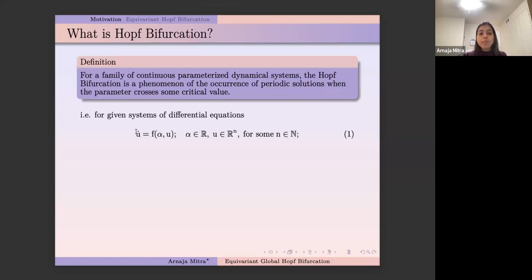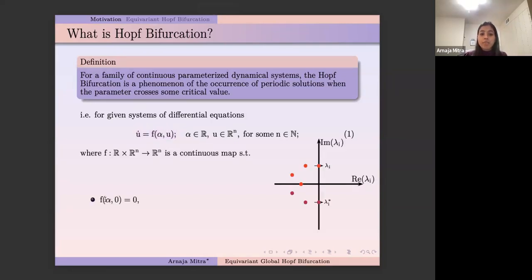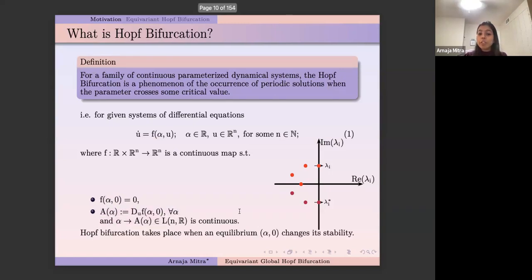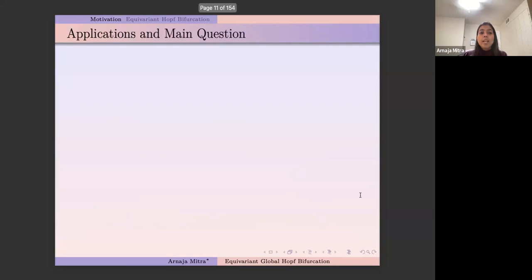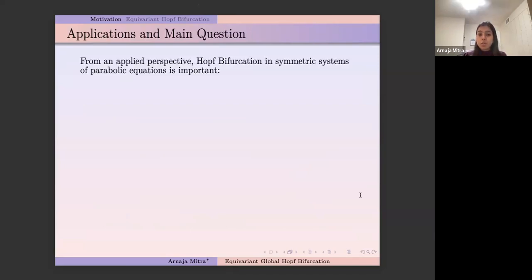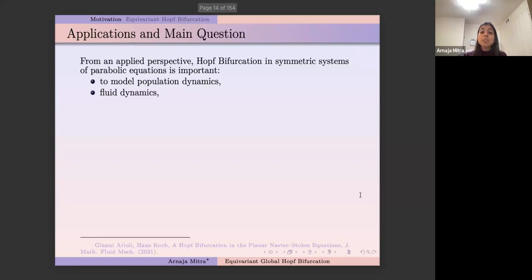As an example, say you have a simple dynamical system with parameter alpha such that your alpha 0 is your equilibrium point and your linearization is a continuous map, then the Hopf bifurcation will occur when your equilibrium alpha 0 will change the stability. That means when your parameter alpha changes, your eigenvalue will pass from left to right or right to left. So there will be an appearance of a purely imaginary eigenvalue, and that is the Hopf bifurcation occurrence condition.